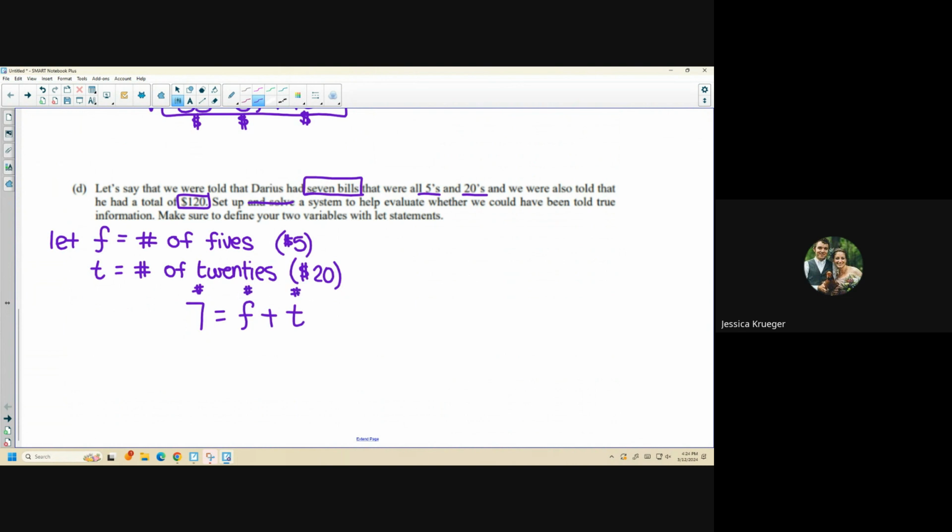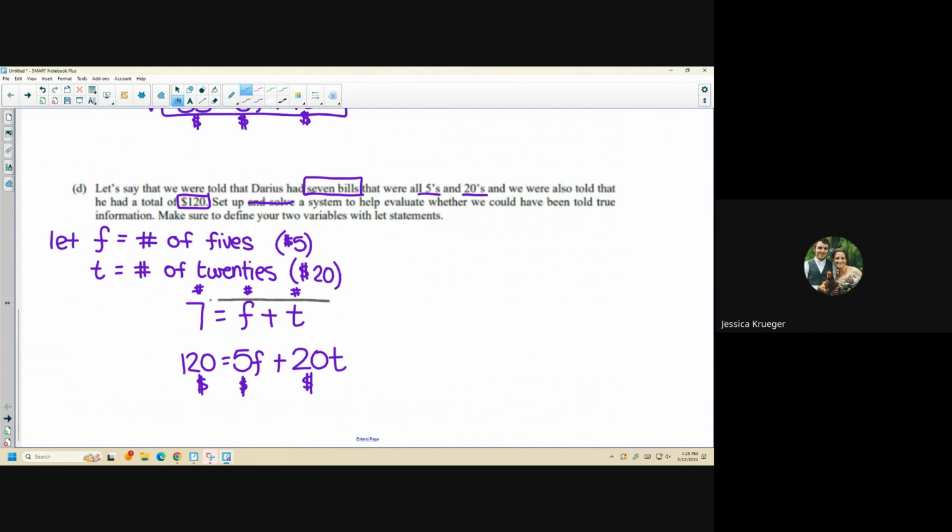The second total I'm given is 120. This is money. So now I can't just use F. I need to take how much a 5 is worth, $5, and multiply it by F, plus, a $20 bill is worth 20 times T. So again, total money equals money plus money. Total number equals number plus number.